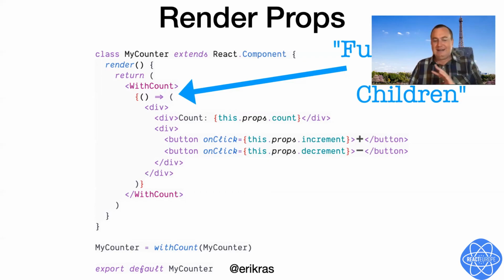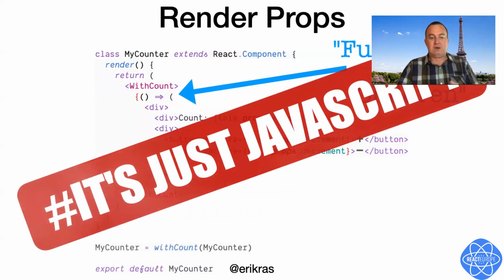But this pattern takes advantage of one of React's secret superpowers. Don't tell React's competitors. Namely, that React is just JavaScript. You know, JSX is just syntactic sugar upon function calls. And there's no hard and fast rule saying that you must pass JSX elements as children. You can pass functions. You can pass numbers, dates, whatever. It doesn't matter. It's all just JavaScript.